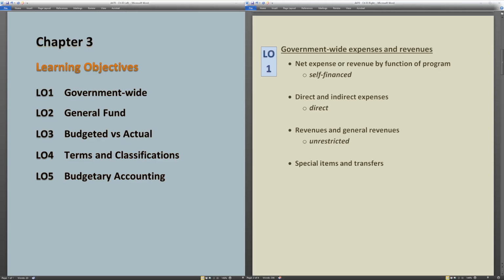Now over here I've got a couple of bullet points. These are the main bullet points of each learning objective, and what you'll see is that there is an italicized word. The italicized word is one of the fill in the blanks. It's not the very first one. The very first one is government-wide. So at the top it says reporting of expenses and revenues at the government-wide level, and then self-financed is kind of down, the second fill in the blank. So you can go ahead and fill those in, or you can listen to the conversation as we go through.